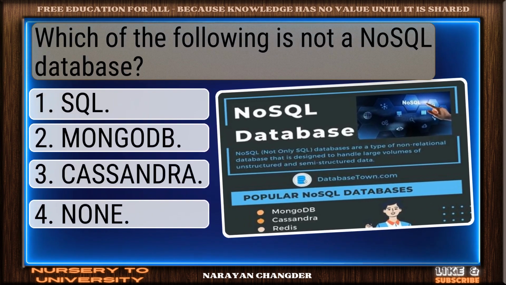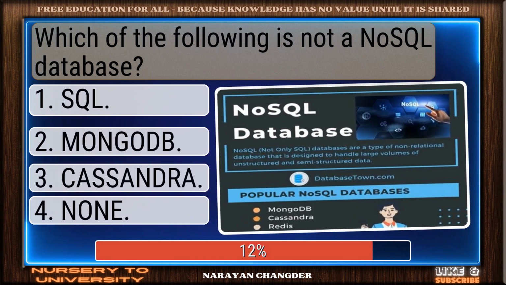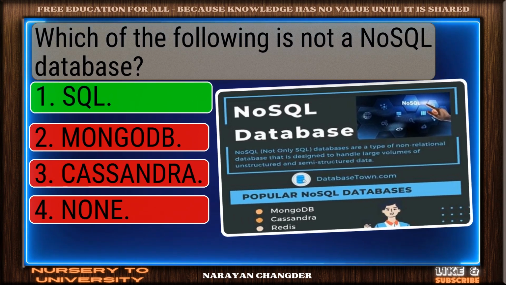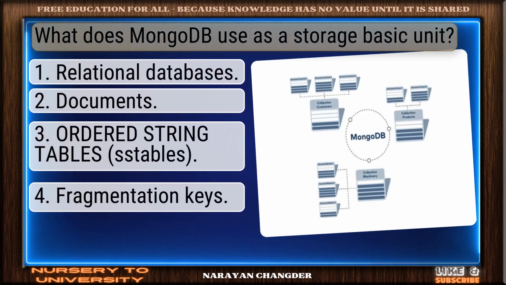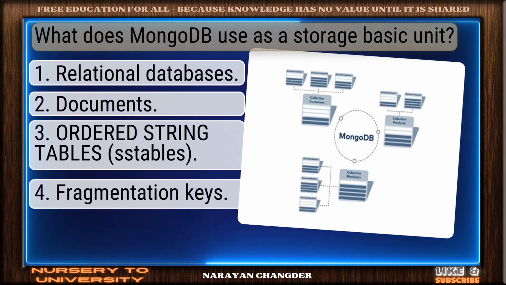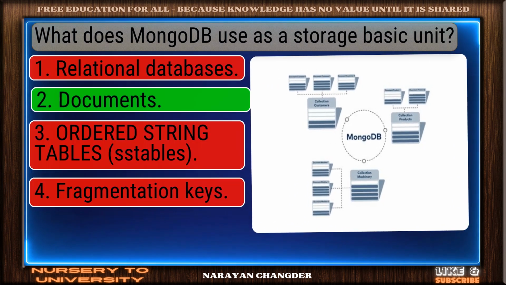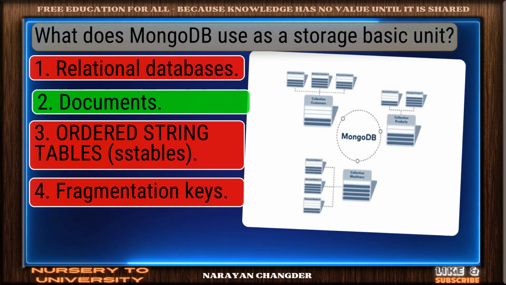Question number 11. Which of the following is not a NoSQL database? You got it. Your choice SQL is right. Question number 12. What does MongoDB use as a storage basic unit? Great thinking. Documents is the right choice.